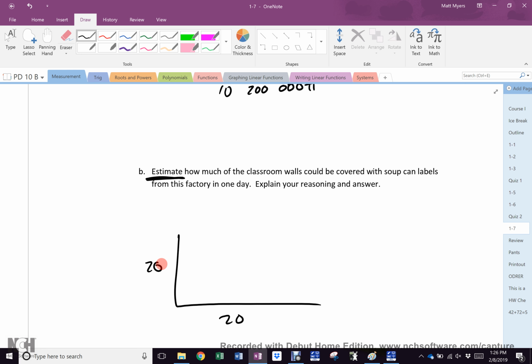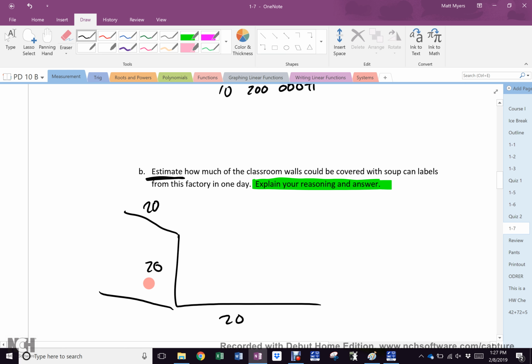I don't care. Because what is important in this sentence to me? That. Explain what you did. So, if you said, well, it looks to me like the wall is about as tall as the room is wide over there. So this wall would be 20 by 20, right?